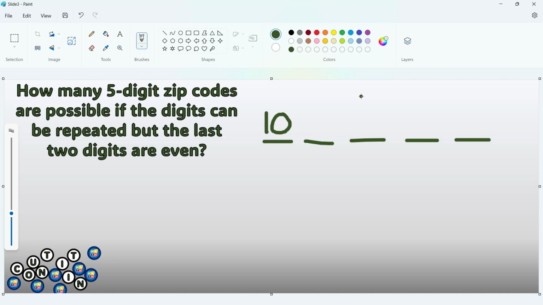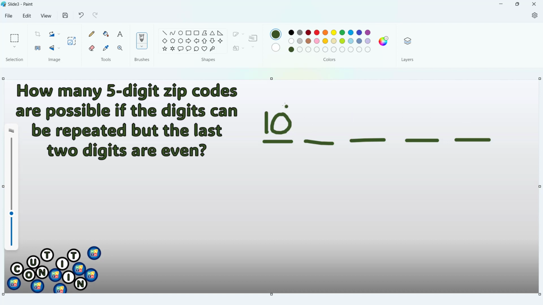We are going to count all possibilities for each placement of digits, and according to the fundamental counting principle, we are just going to multiply those number of ways. So that would mean 10 times whatever will be the placement here, here, here, and here as well. Now take note that the digits can be repeated.